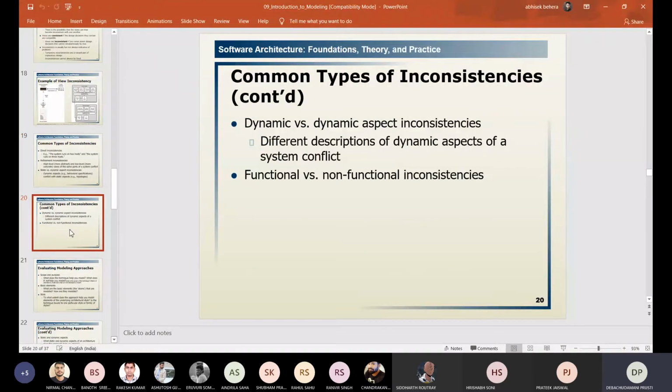Then another common type of inconsistency: the dynamic versus dynamic aspect inconsistency. This is a different description of dynamic aspects of a conflict. And there are also other inconsistencies like the functional and non-functional inconsistencies. So it has some inconsistencies associated with your model. And how will we handle all the inconsistencies? Okay, next, just a minute.